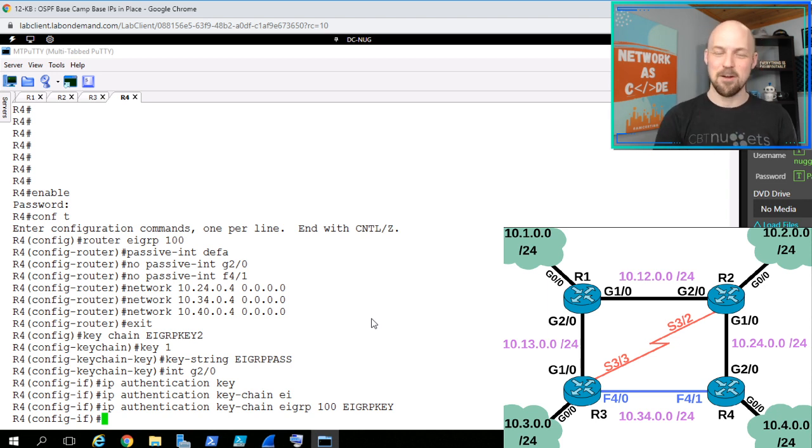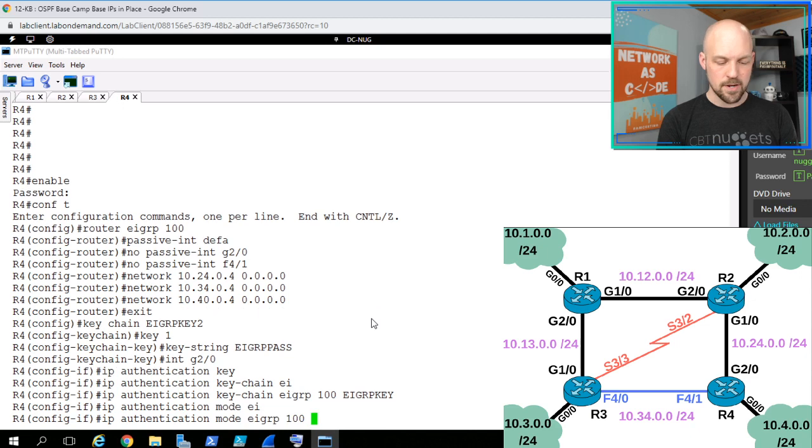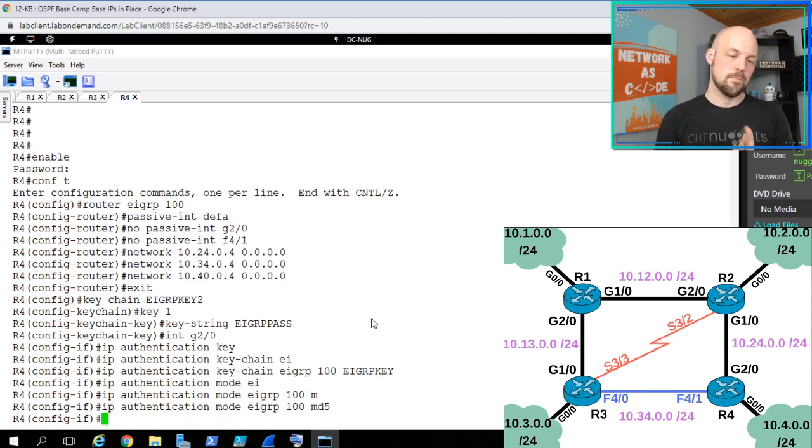Oh, forgot one step. IP authentication mode. We've got to actually enable it. So the keychain is on the interface, but we haven't actually enabled authentication. So EIGRP 100 MD5. That's what I get for sticking my neck out there. All right. Now it should come up.